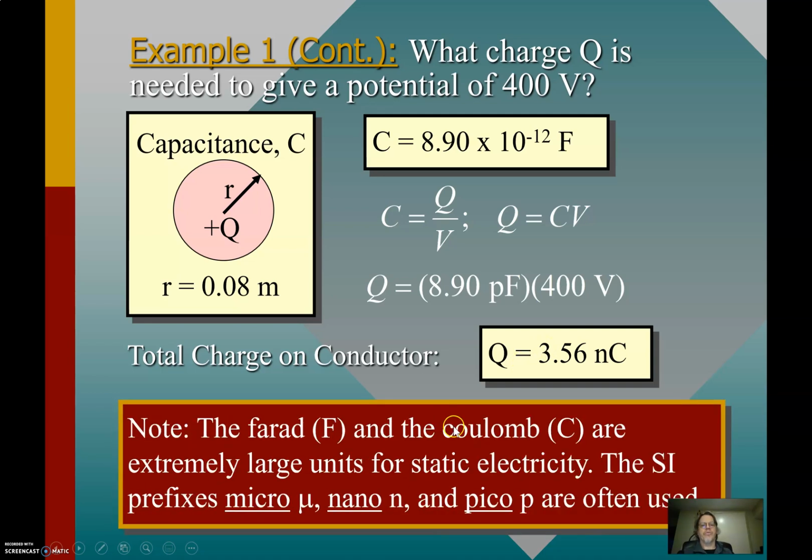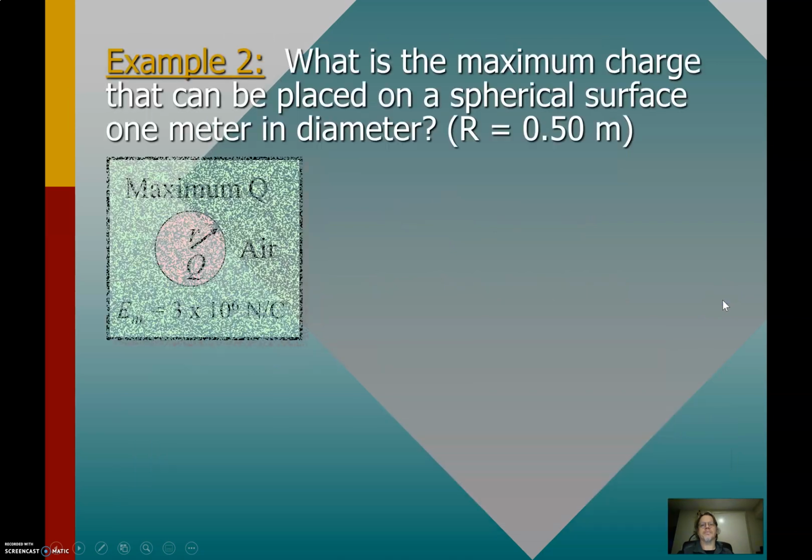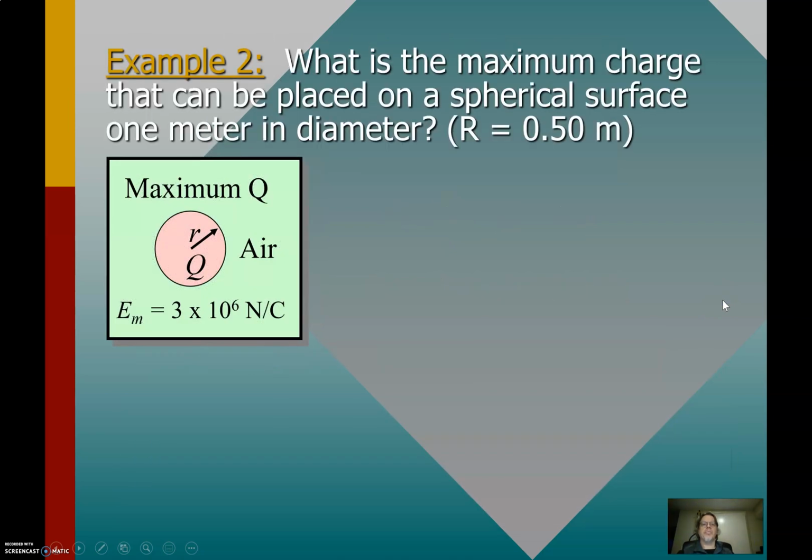Alrighty, so the farad and the coulomb are extremely large units. So we use a lot of micro, nano, even pico when we talk about capacitance. So what maximum charge can be placed on a sphere that is 1 meter in diameter? So that's a half meter in radius. Okay, so if you want to find the maximum charge on that thing, well, this is for the field you can have on there. So here's the problem.